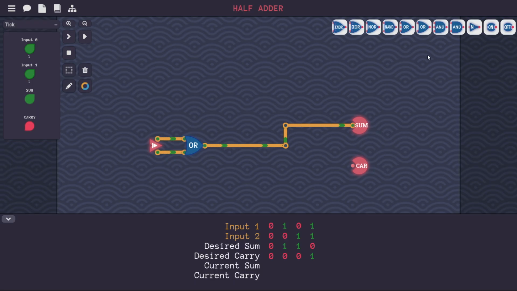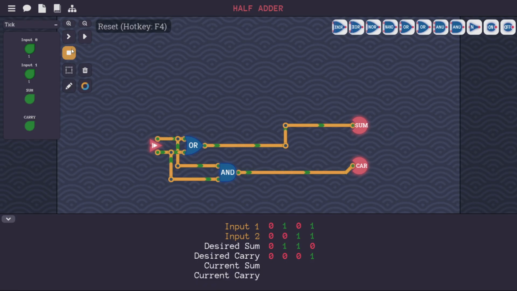I think we should have a carry bit. So to do that, to say 1 plus 1, which is 2, we need to do this to check only if both of them are true. That's when we get a carry. So I think that's a half adder.